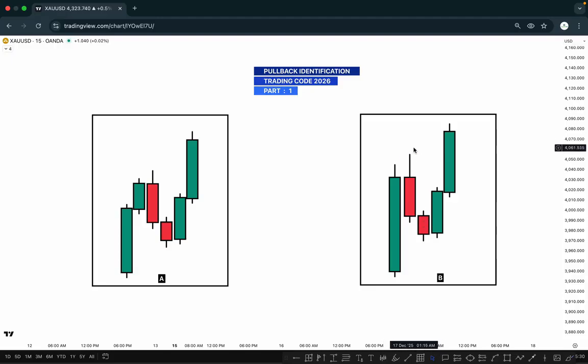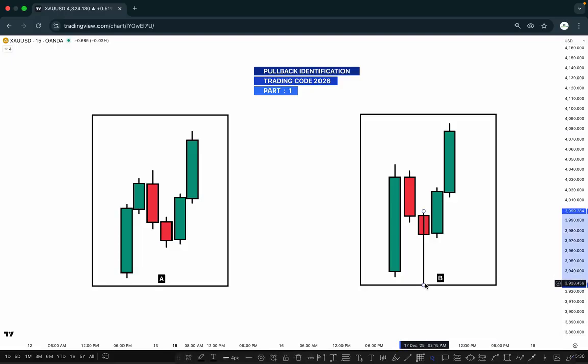One more process is possible here to identify a valid pullback. What happened here is, if this candle high is not broken by this one, but this bearish candle is broken by the previous candle low here, we can consider this one a valid pullback because the market broke the previous candle low here. So we can also confirm this one is a valid pullback to mark this structure right here.